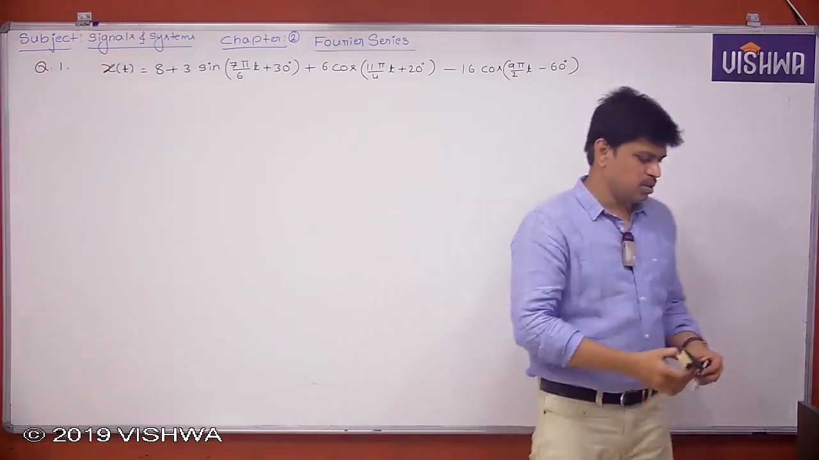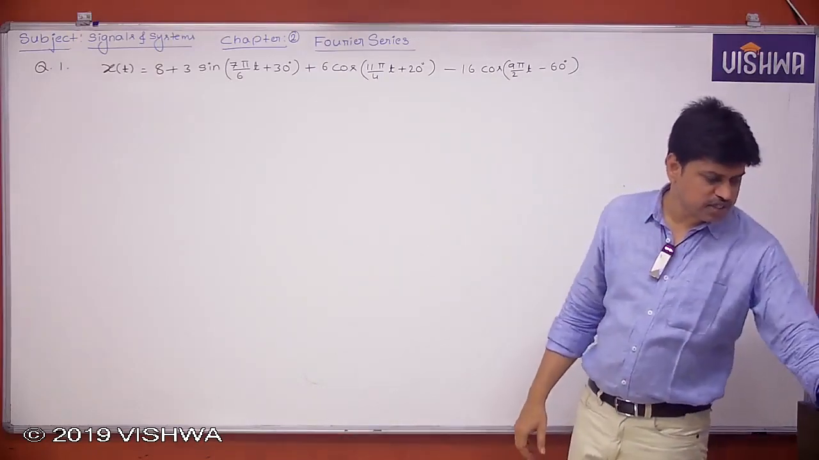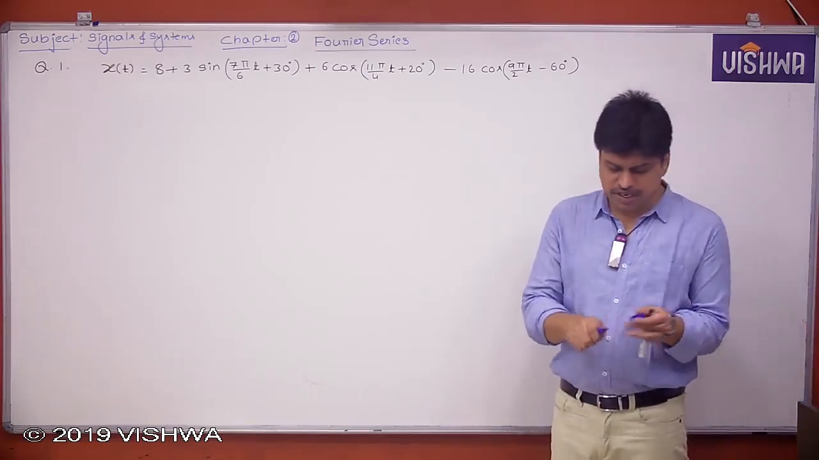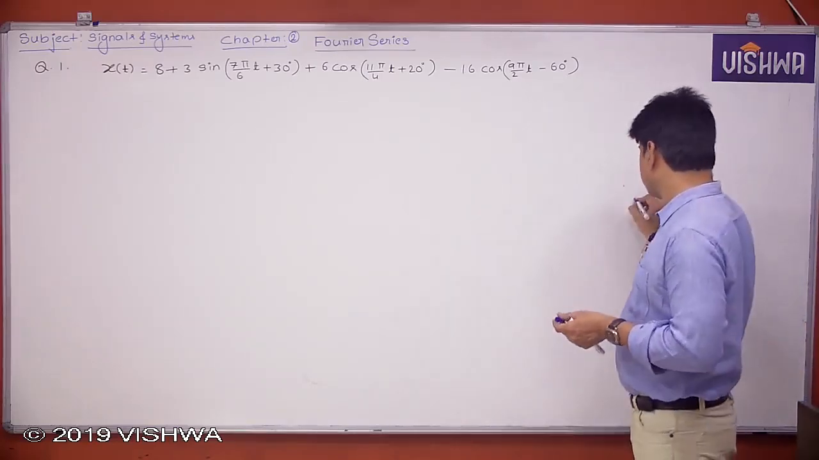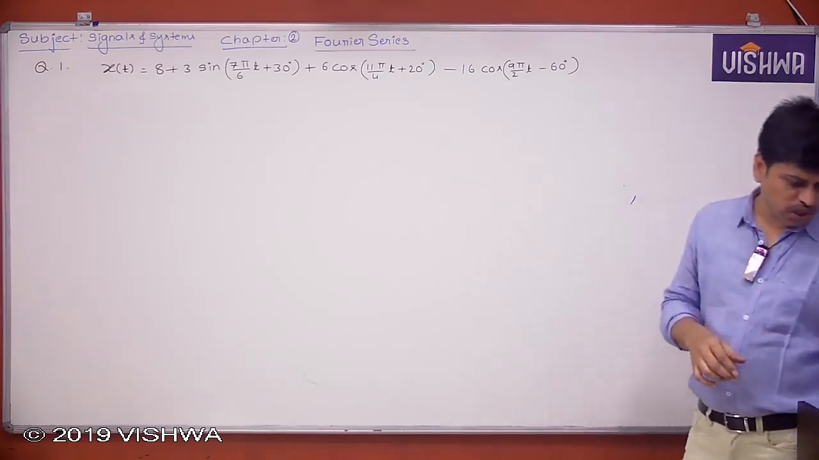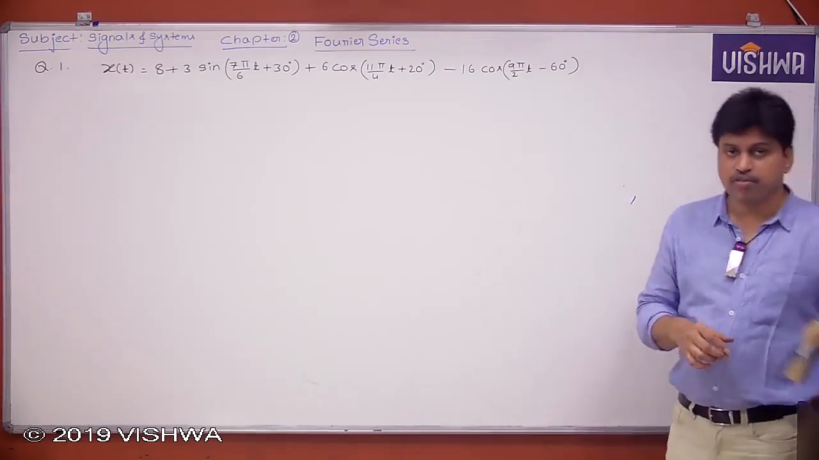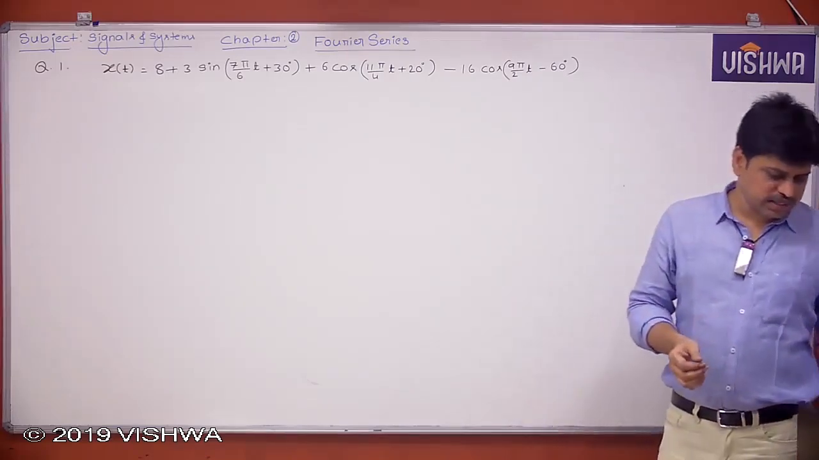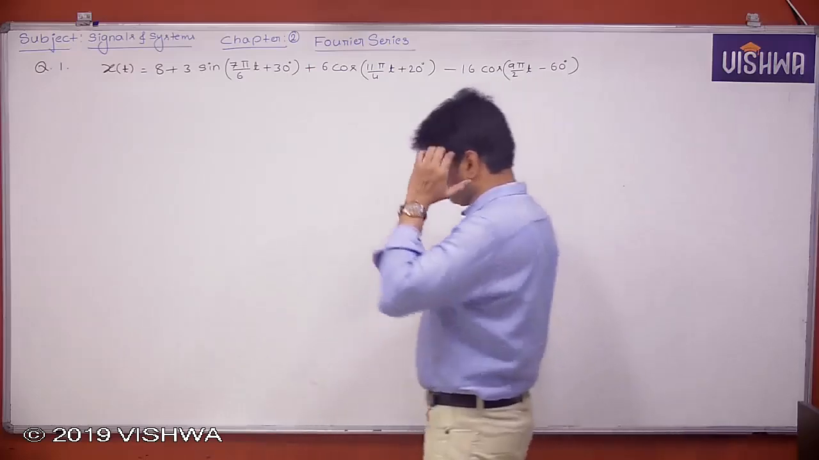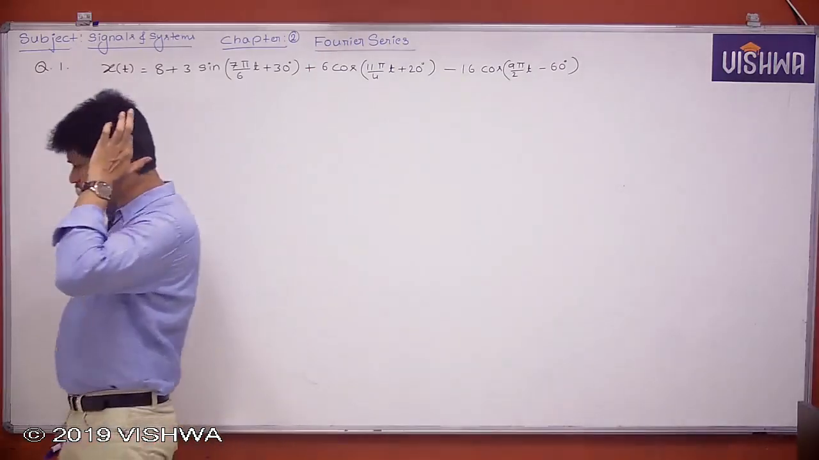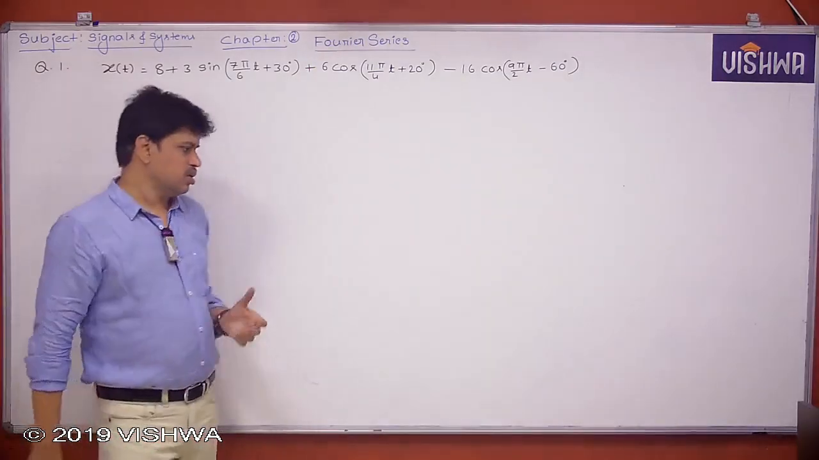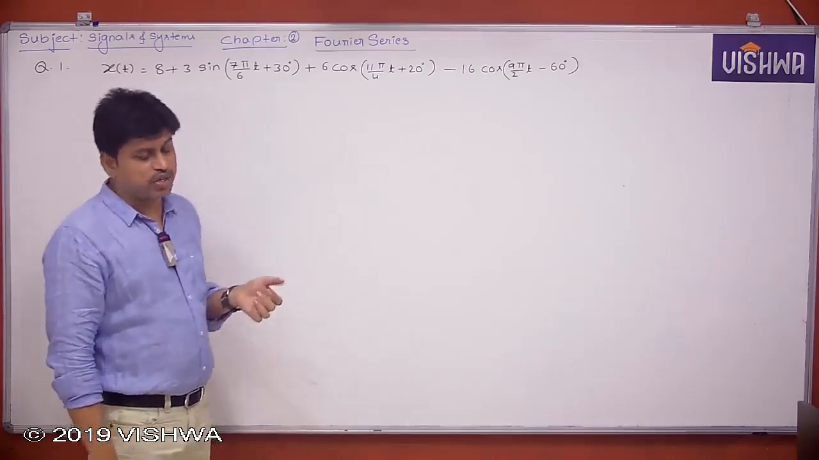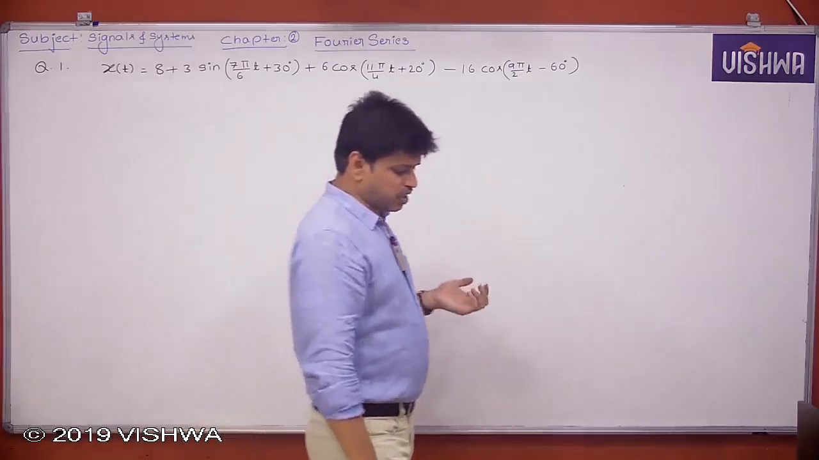First, the question is: is it a valid Fourier series expansion? So how can we determine whether the given expansion is valid or not? First of all, what we have to check is whether it satisfies the Dirichlet conditions. The Dirichlet conditions we don't have to check much, because they are very peculiar cases. By seeing the waveform itself we can determine whether the Fourier series is valid or not.